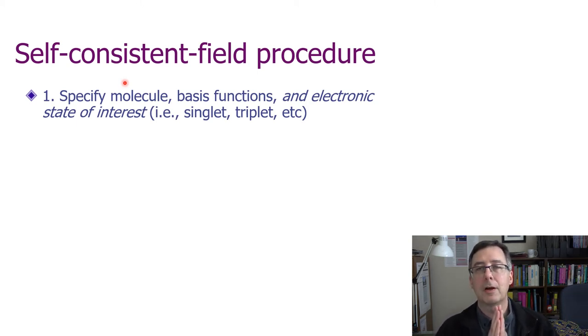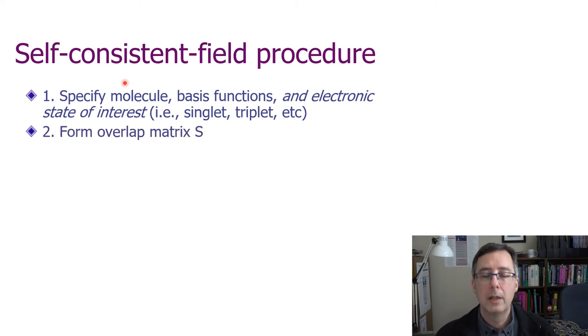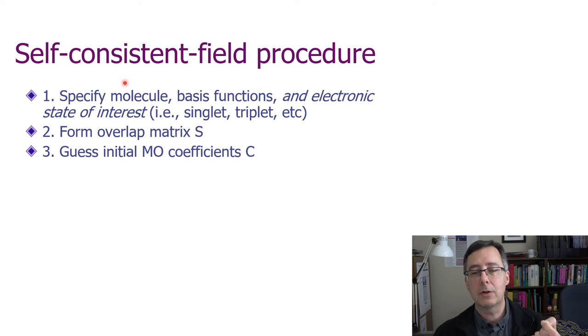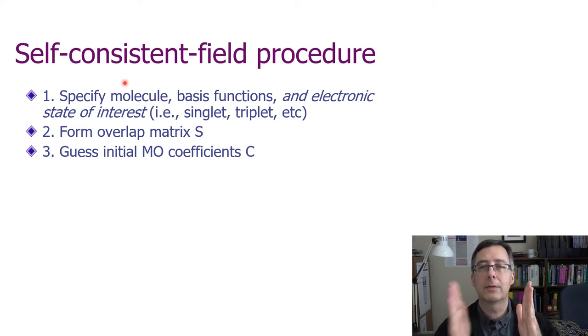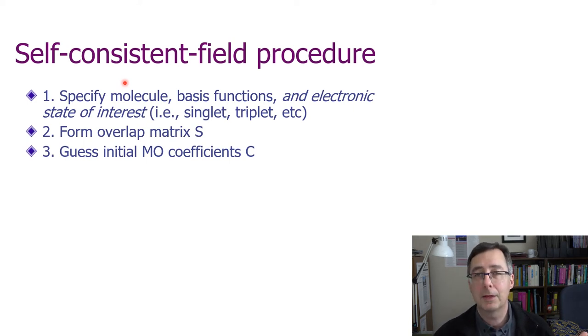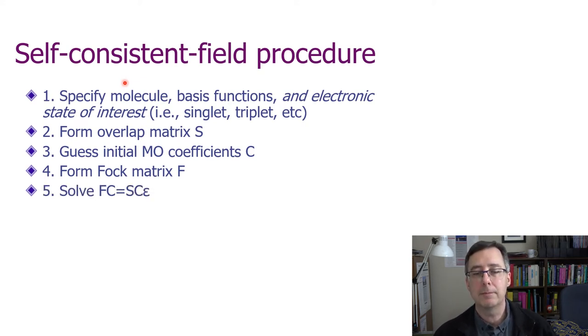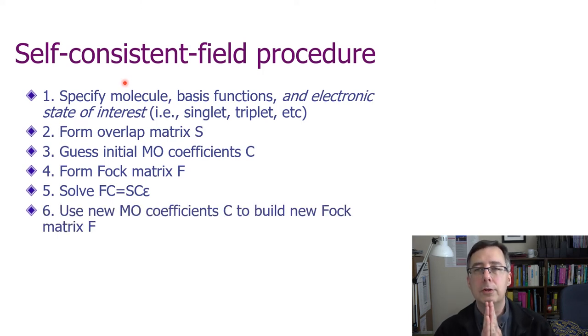And then the user also has to specify what are these basis functions, the chi tildes, that I'm going to fix ahead of time. Then the computer is going to use those basis functions and compute this overlap matrix S using the equations I just had. It's going to guess some initial MO coefficient C. Those will give me the columns of that C matrix. Hopefully I can guess something good. There's a whole art to guessing these things. Then I'm going to form this Fock matrix F using those guess coefficients C. Then I'm going to solve my pseudo-eigenvalue equation. That's going to give me a new set of C matrices, and the columns are the different orbitals in terms of the basis functions.